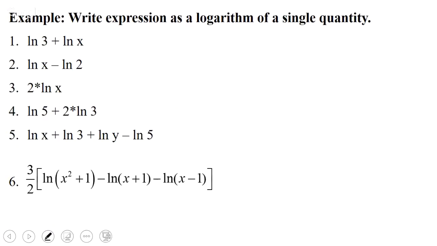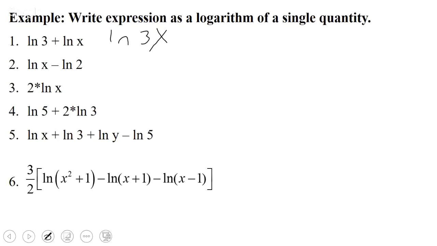Okay, so let's condense these. I want you to try condensing these on your own. So let's go over these. We're going to look at them. So I have addition. So if I have addition, that means that I can multiply. So that's going to be ln of 3x when I condense.